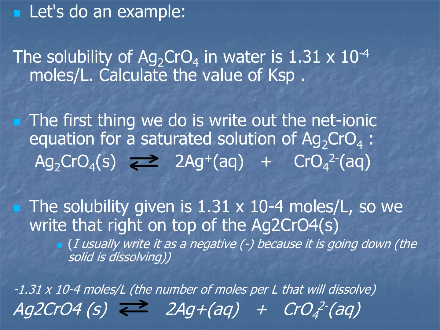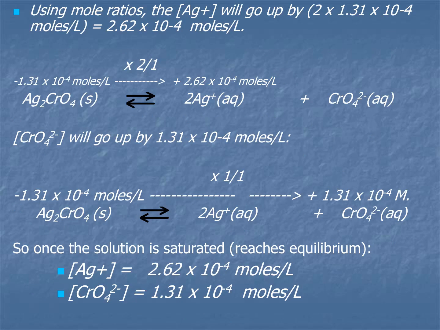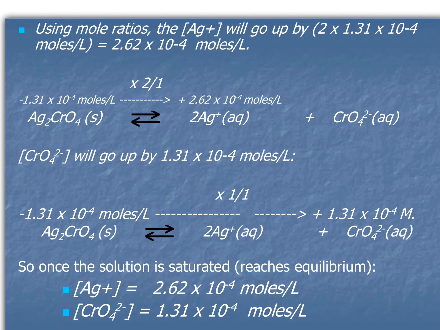The solubility given was 1.31 times 10 to the negative 4th. So we write that on top of the Ag2CrO4. I usually write it as a negative because that's what's going to be going down. That's what is dissolving. So I'll write it on top of my equation here.